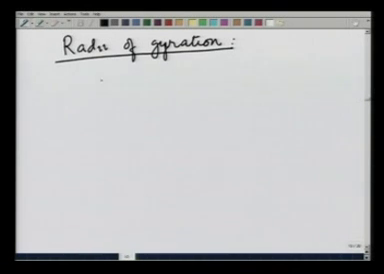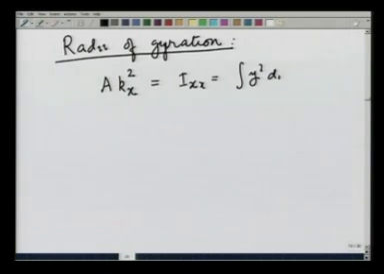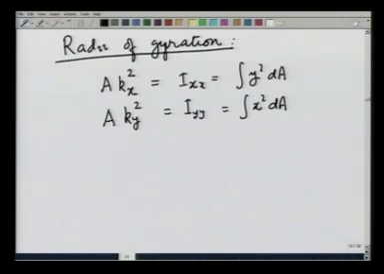The radius of gyration kx of an area A about the x axis is defined through the relationship A kx squared equals Ixx equals integral y squared dA, and the radius of gyration about the y axis is defined as A ky squared equals Iyy equals integral x squared dA.